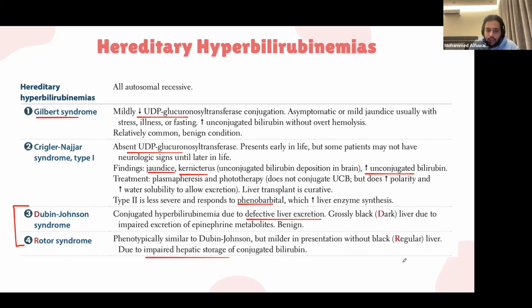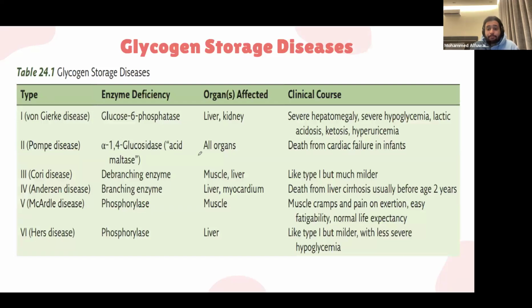That's it. Okay. You most likely will see these three, or any of these four, honestly. But if you see, for example, black liver, put Dubin-Johnson immediately, due to conjugated hyperbilirubinemia due to defective excretion of conjugated bilirubin. Or you'll see Kringler-Najjar, which is the most important, which is dealing with this enzyme. Okay.